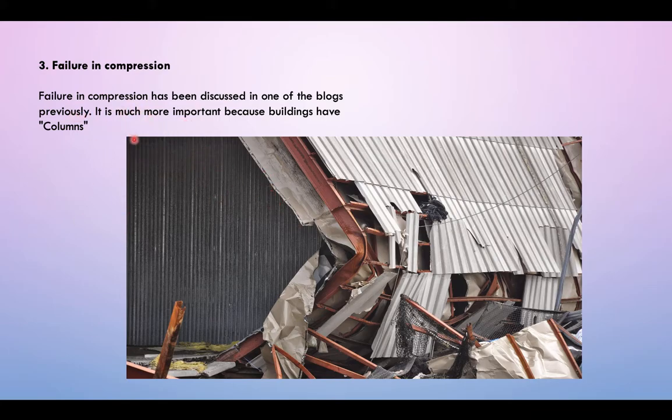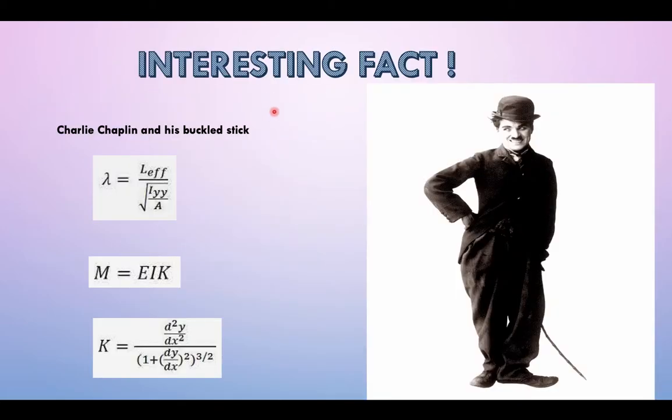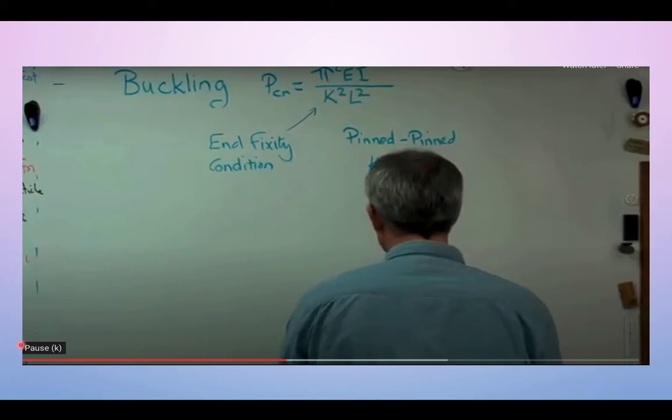Next I will show one important slide, which is of buildings with columns. I am saying one interesting fact, by Charlie Chaplin. Charlie Chaplin is blocked in the stick. Due to that, I am showing another slide, a video of how the failure will occur.